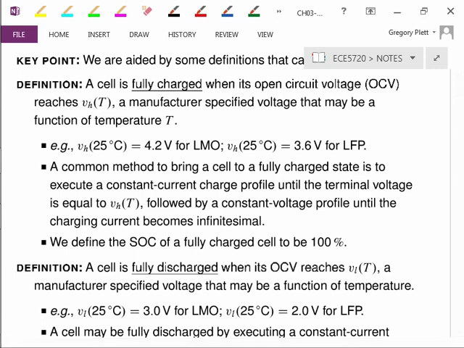So let's start out with: what do we mean by a cell being fully charged? For this course, we'll define a cell to be fully charged when its open circuit voltage, not its terminal voltage, but its at-rest open circuit voltage, reaches some v_H, H for high, as a function of temperature T. This is a manufacturer-specified voltage that might be a function of temperature.